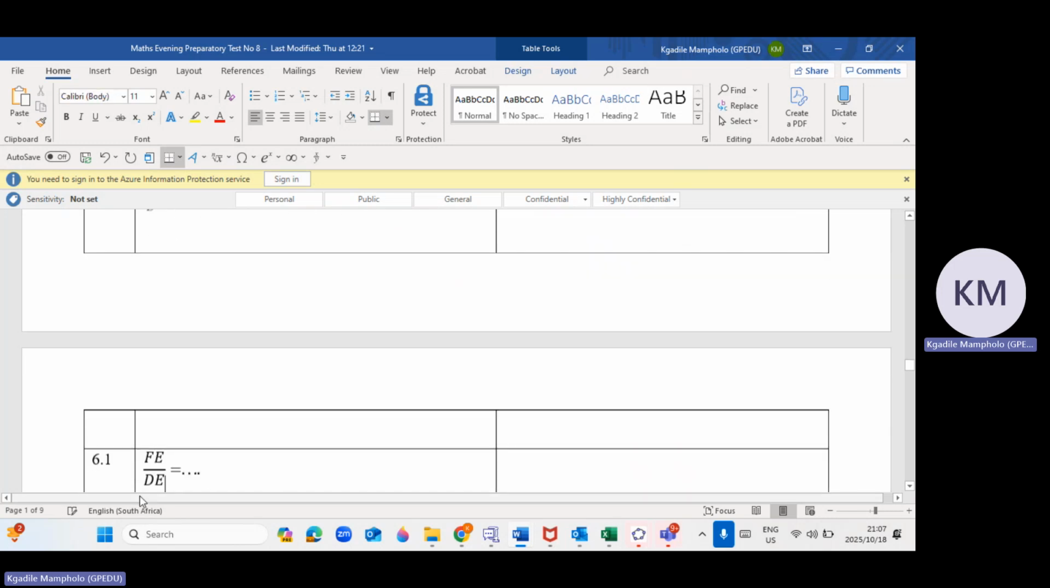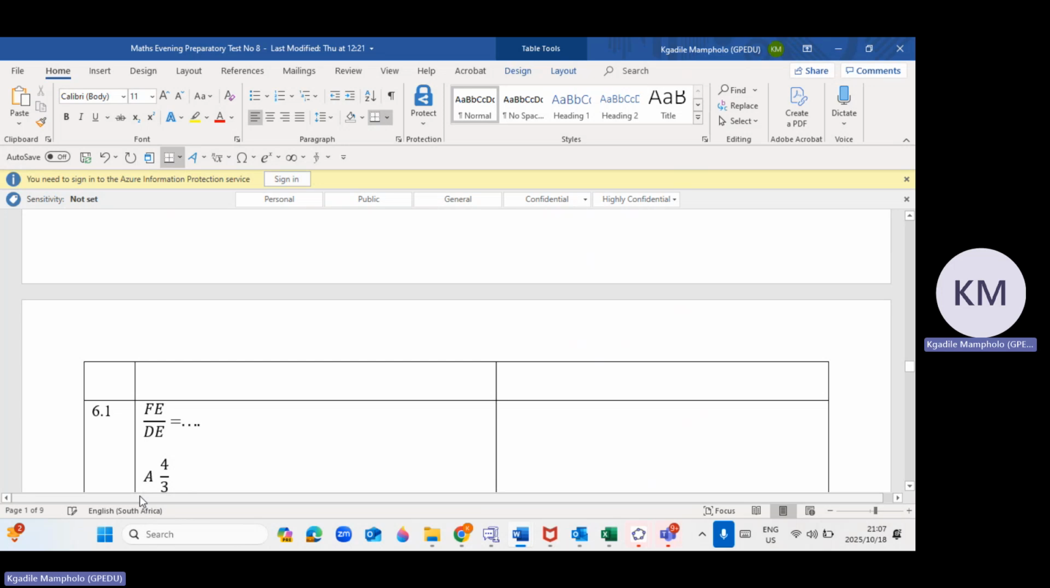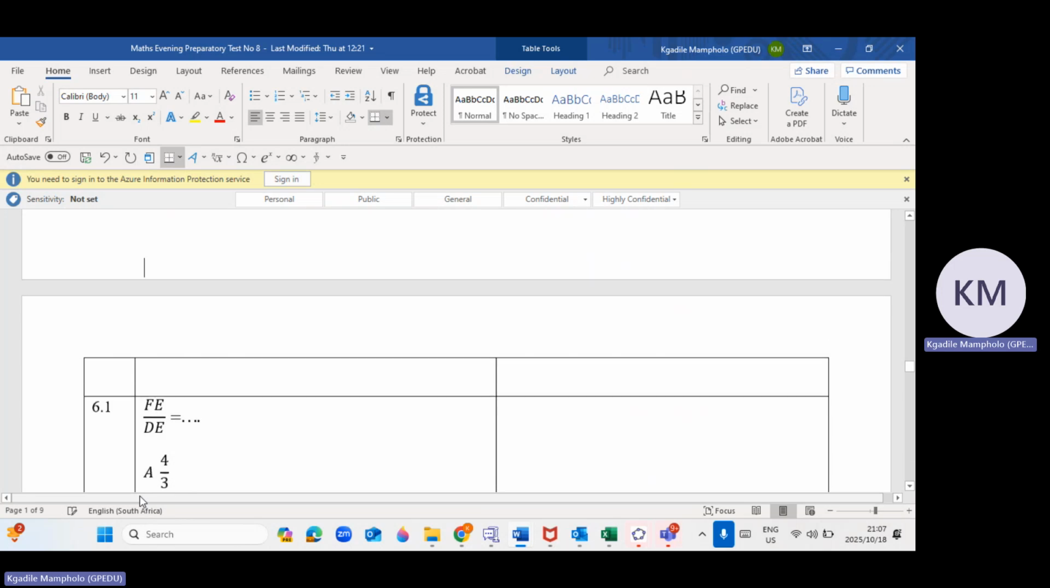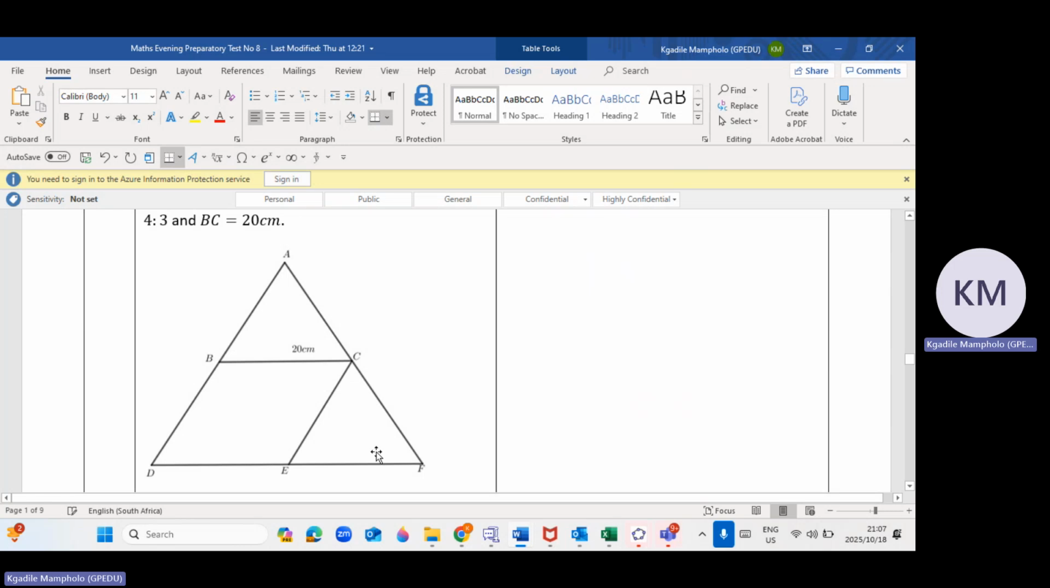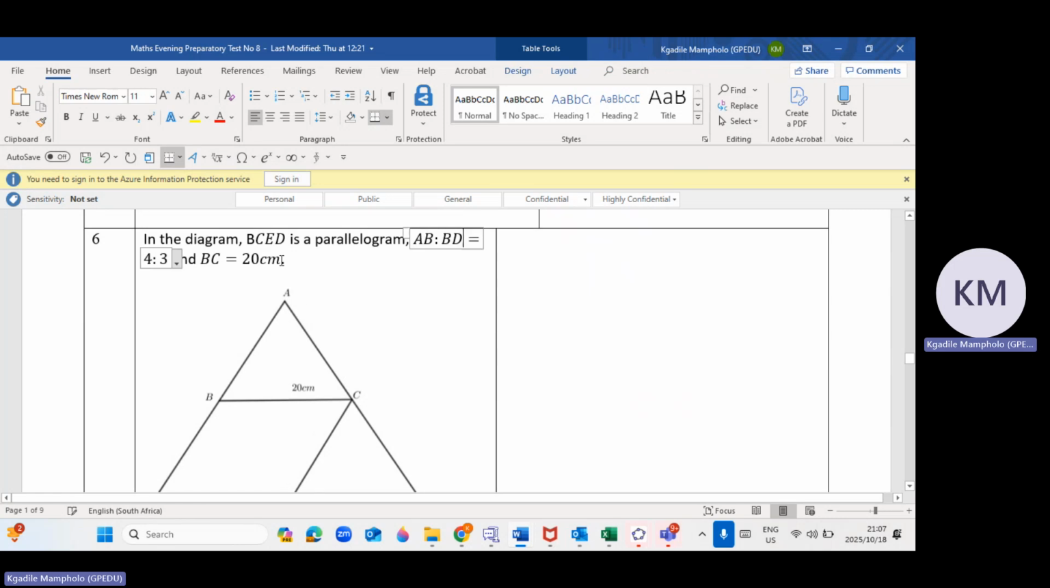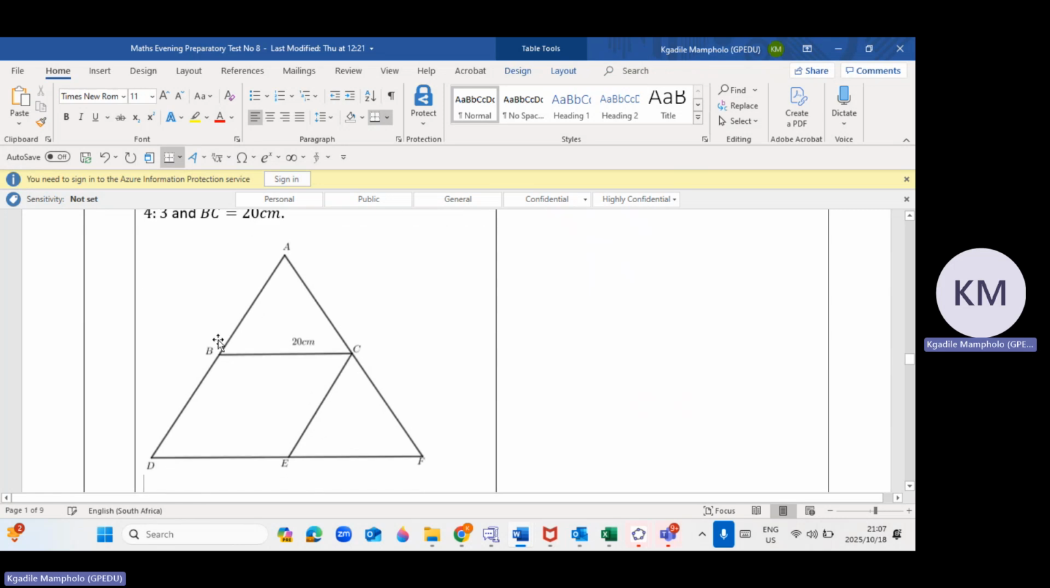The first question, FE is to DE. We want the ratio here. FE is to DE is what? First we'll say we were given the ratio of AB is to BD. So AB is to BD is equals to AC is to CF, prop theorem, because BC is parallel to DF.